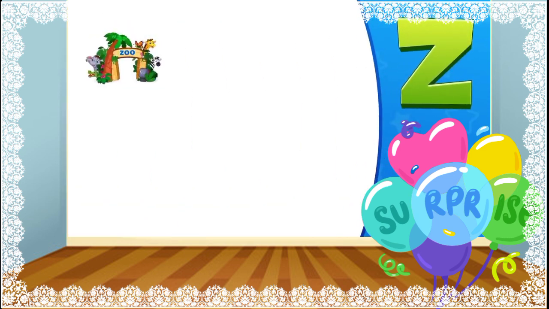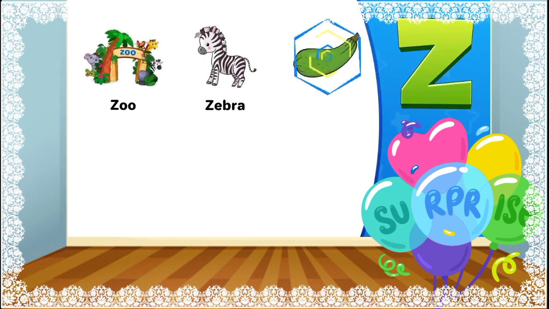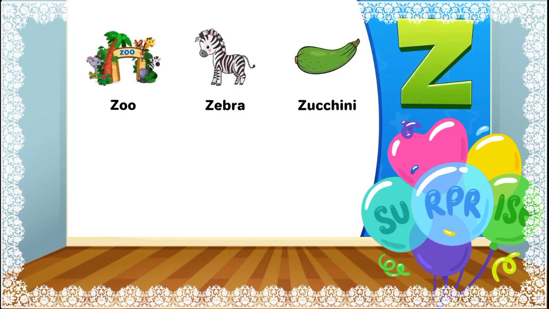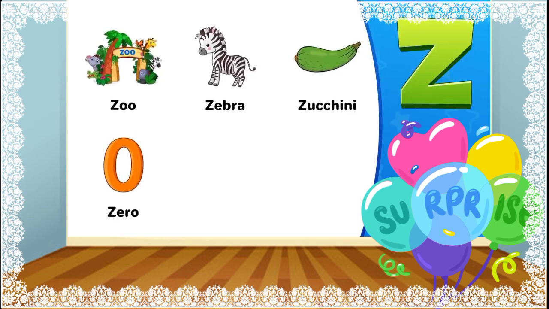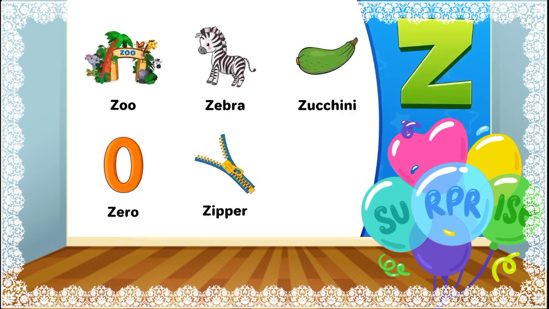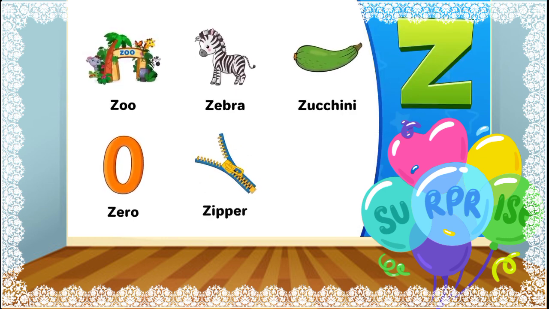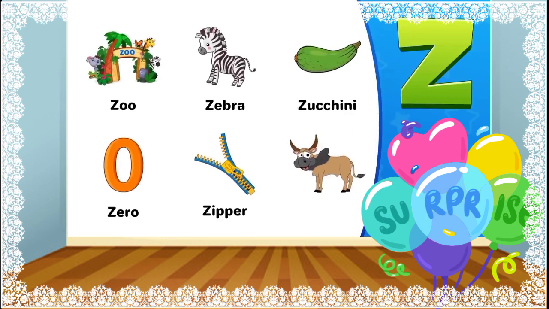Z is for zoo. Z is for zebra. Z is for zucchini. Z is for zero. Z is for zipper. Z is for zebra.